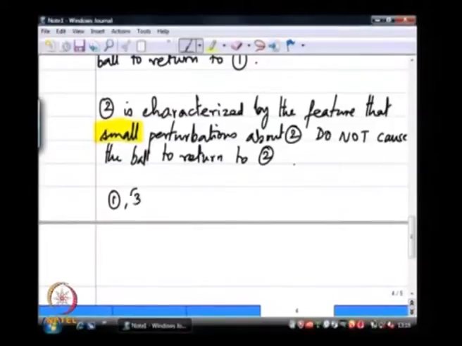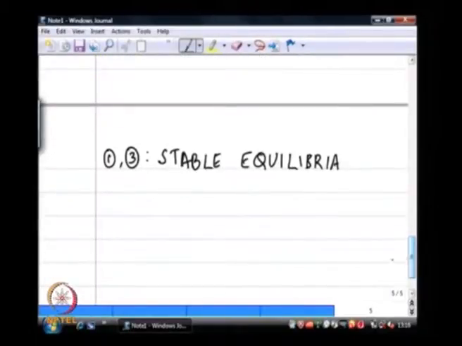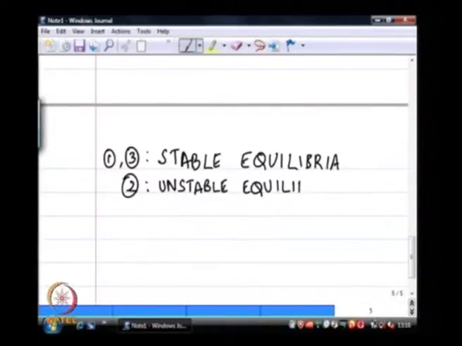So, what we are going to conclude from this: 1 and 3 are stable equilibrium conditions, and 2 is an unstable equilibrium condition.